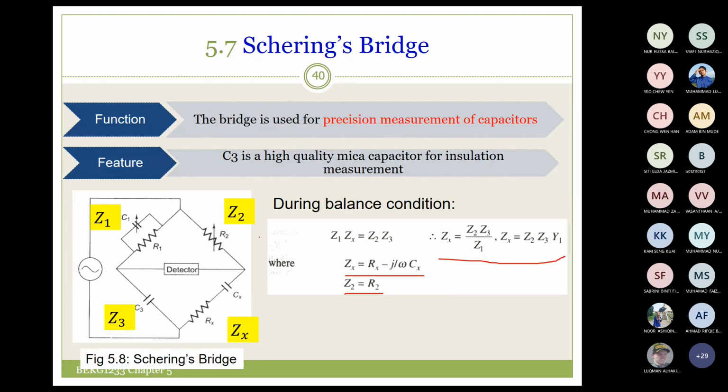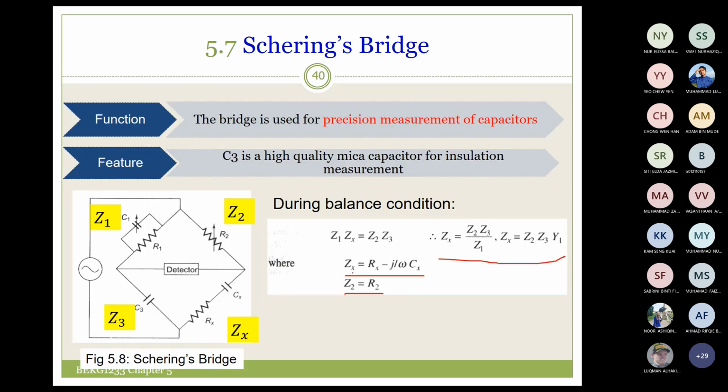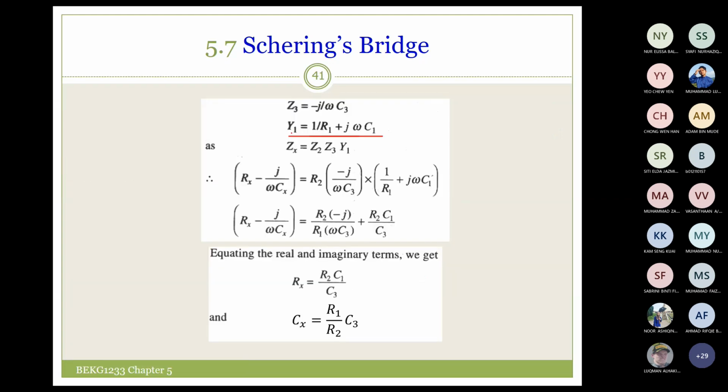Then after that, we know that Zx is Rx minus j over omega Cx, and Z2 is equal to R2, and then Z3 is minus j over omega C3, and Y1 is 1 over R1 plus j omega C1. So this continues because we have the Zx, Z2, Z3 and Y1, and then Zx is equal to Z2, Z3 and Y1.